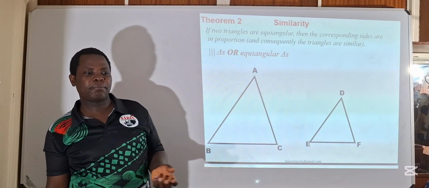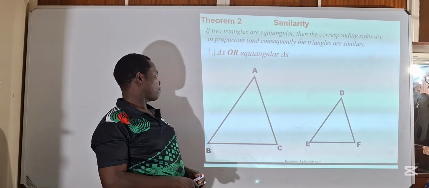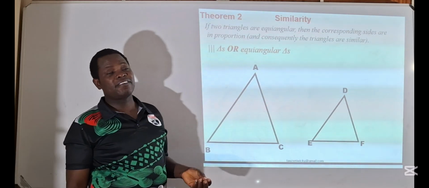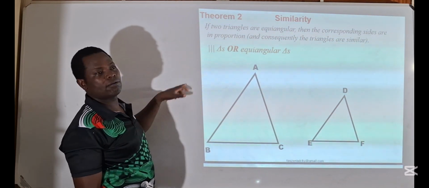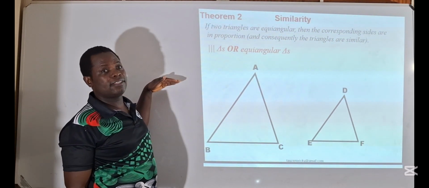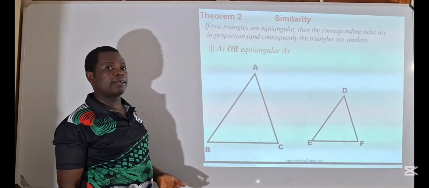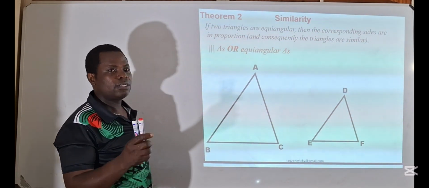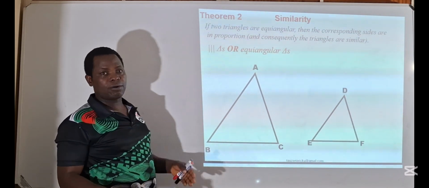The second theorem, which is examinable, that we would like to quickly go through, is the similarity one. So the previous one was proportionality. In proportionality, you get a triangle, and then there's a line that is dividing the sides of the triangle in proportion, and the line is parallel to one side of the triangle. Now in similarity, you get two different triangles that have equal angles.